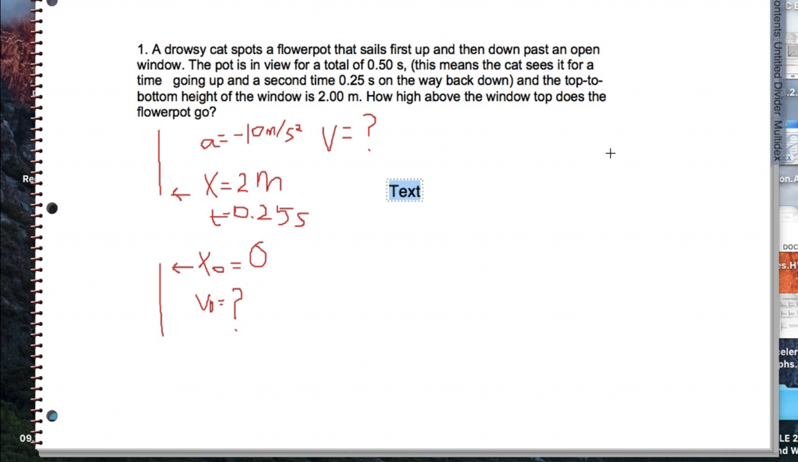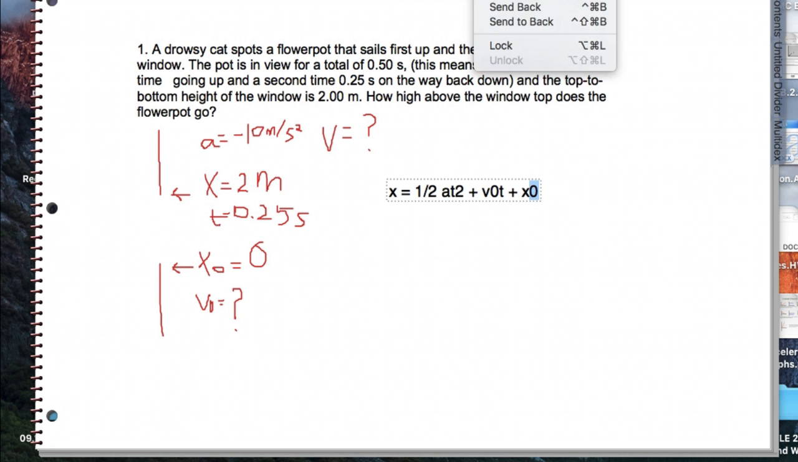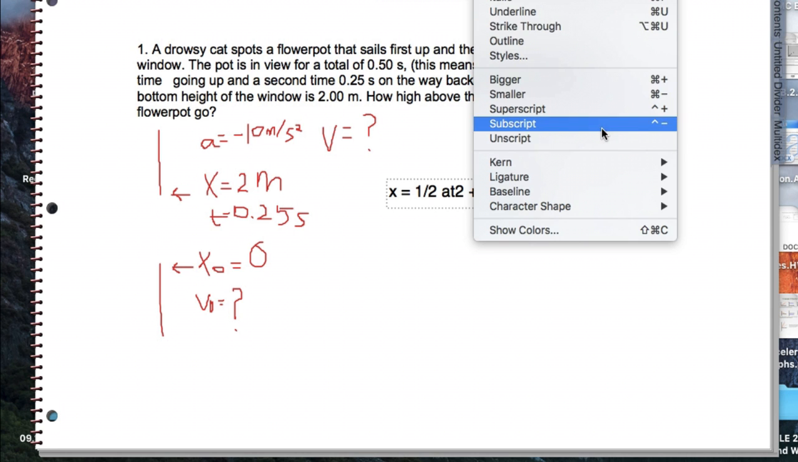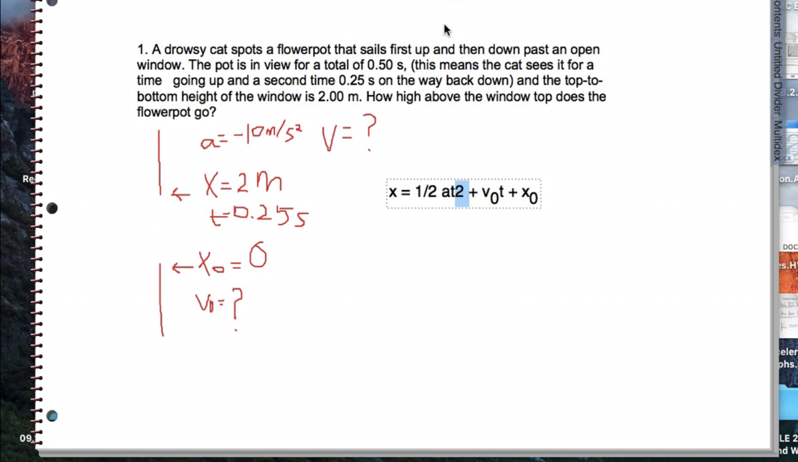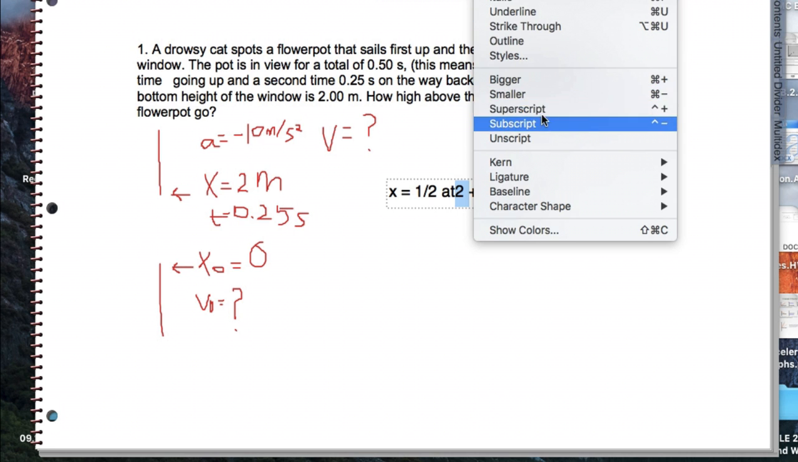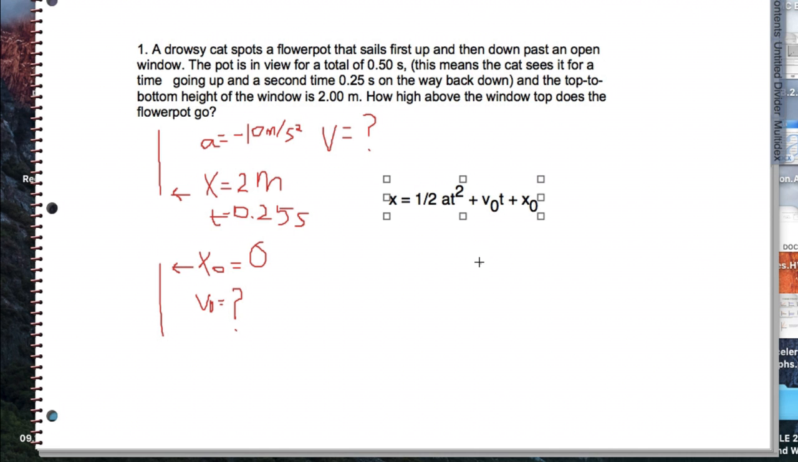So let's start and just solve what we can solve. So x is 1/2 a t squared plus v naught t plus x naught. And just to be clear here, let's put a little subscript there and a little subscript here. I just want to make this look like the AP. There we go. So now, keeping this in mind, let's plug in the numbers that we actually have and see what we can solve for.